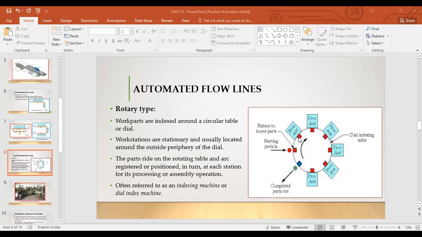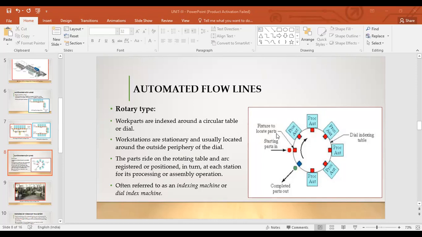The performance of the processing will depend on this mechanism, right? So in an indexing or dial index machine, you have these mechanisms, I believe, in machine tools. I don't know what the subject is called in your curriculum, but when you discuss machine tools, you'll discuss the types of mechanisms, and we do have certain mechanisms coming up. That will give you the idea of how the indexing is done.